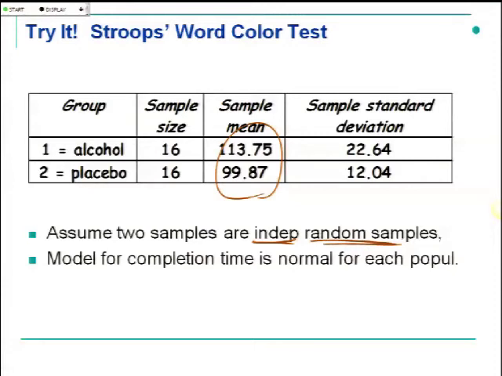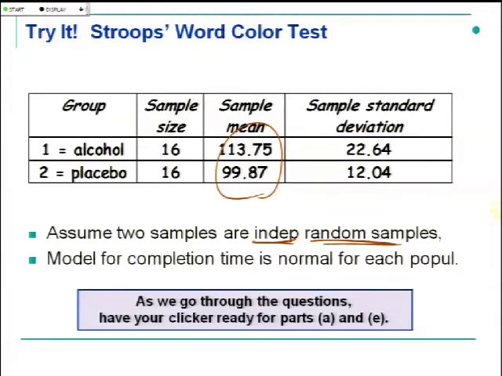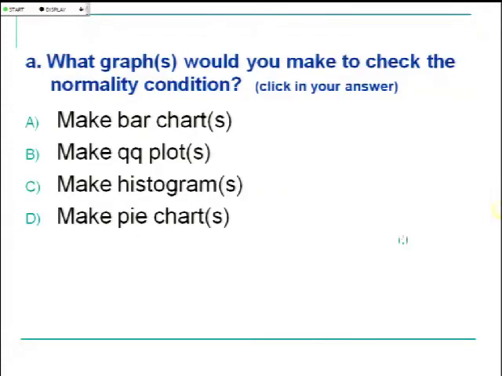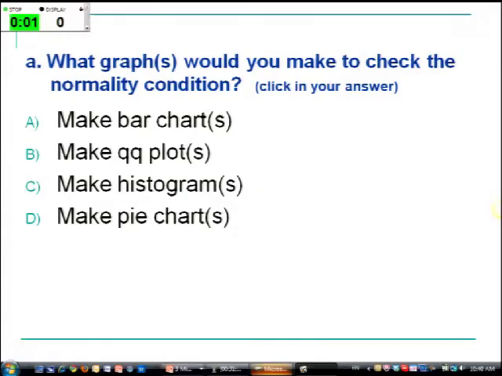Our first question, though, is how would we examine that condition? What would we look at to verify that that assumption is reasonable? So you've got a couple of choices here for a next clicker question as to which graphs you would make. Pick one out of the set that I've got here that would help you check that normality condition. Even though we're told it seems to be okay, what graphical technique, though, would you use to make that decision? So we're going to have clickers for A and E in this problem. And here are a couple choices.